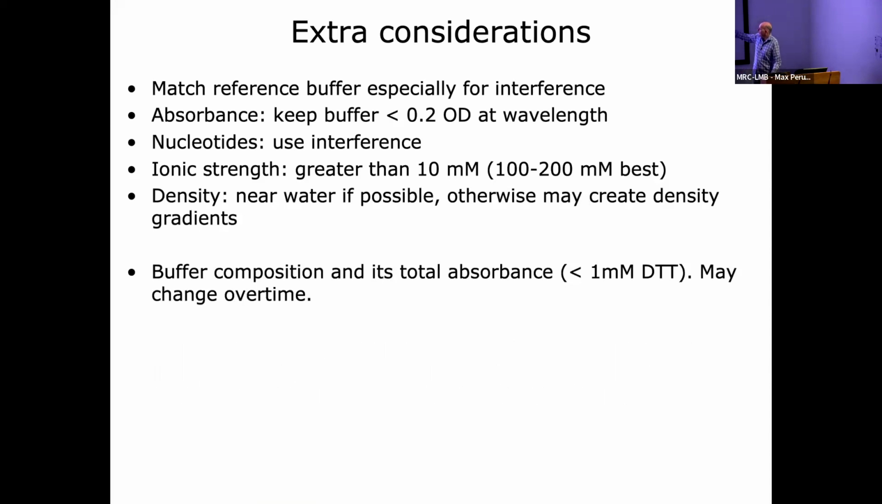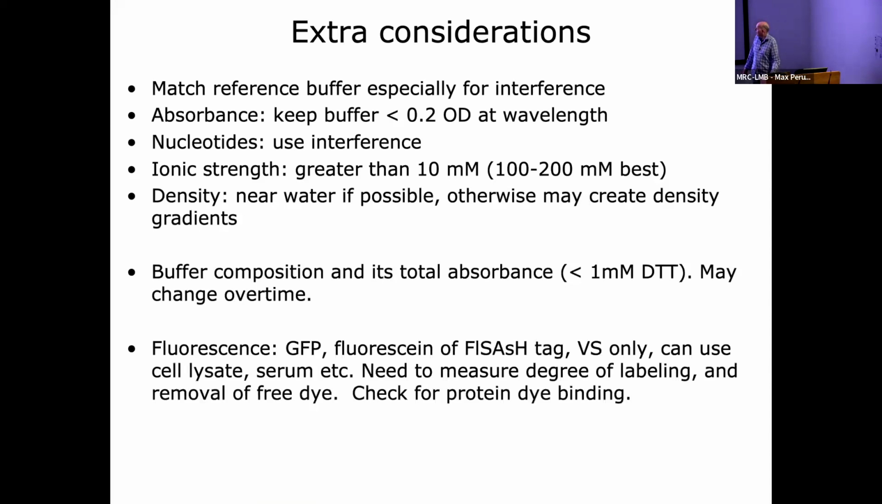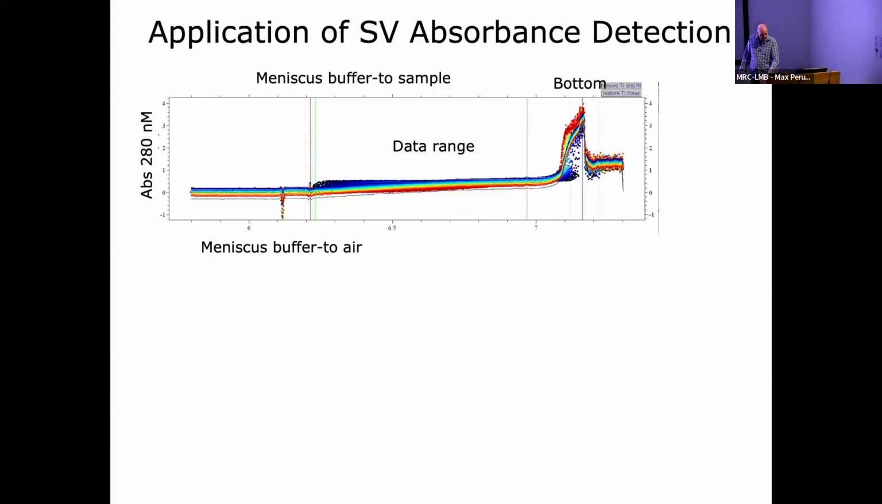Okay, yeah, take out DTT, anything that's going to change over time. And then if you're going to use fluorescence, you obviously need to tag things, and you need to know the degree of labeling and also remove any free dye. Okay, so let's have a look at some examples that we've used.